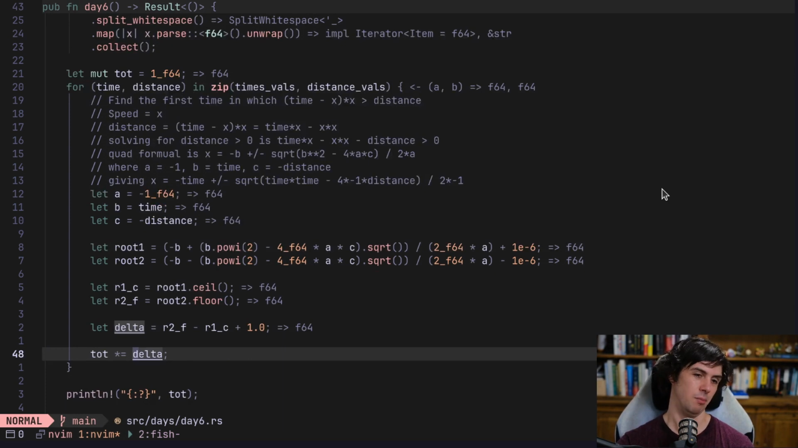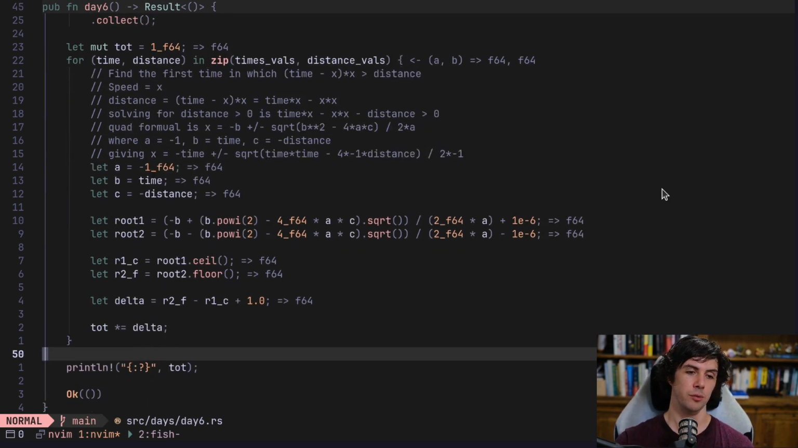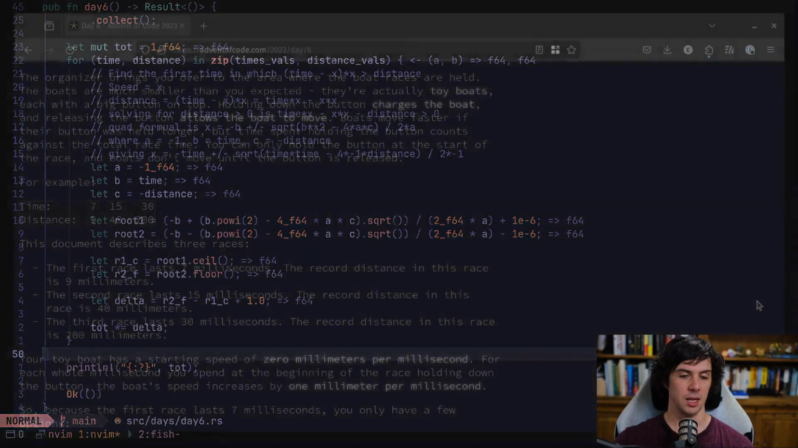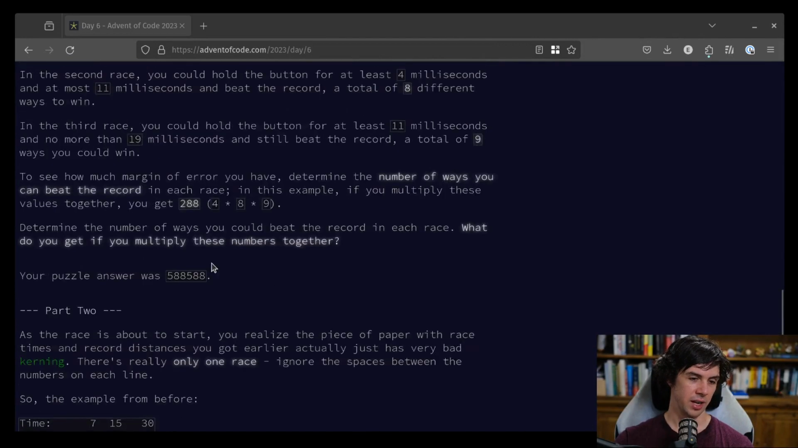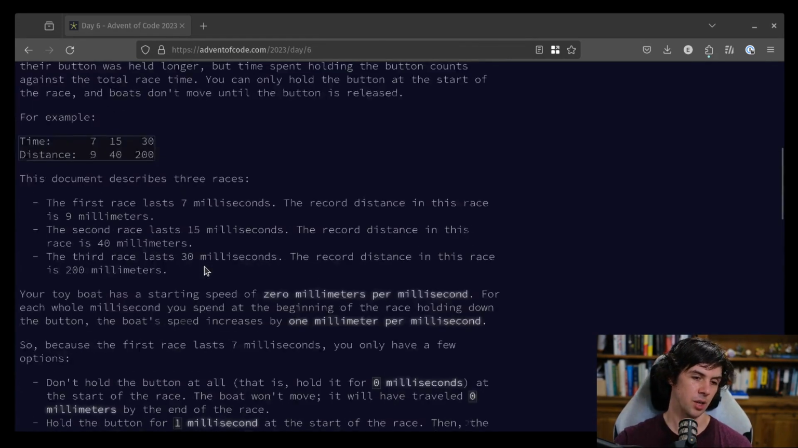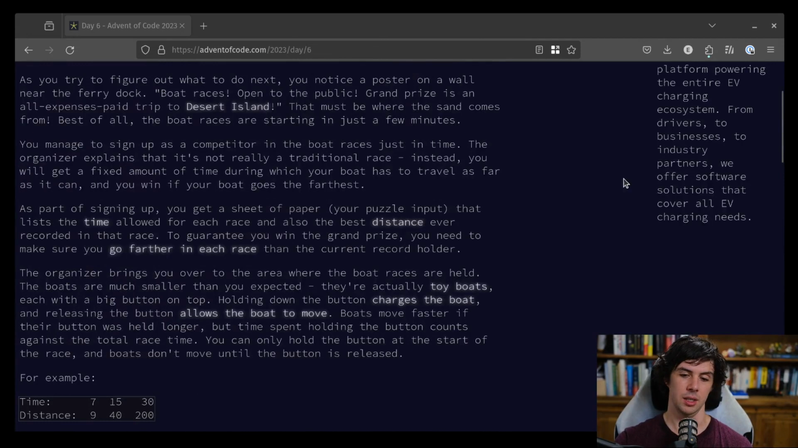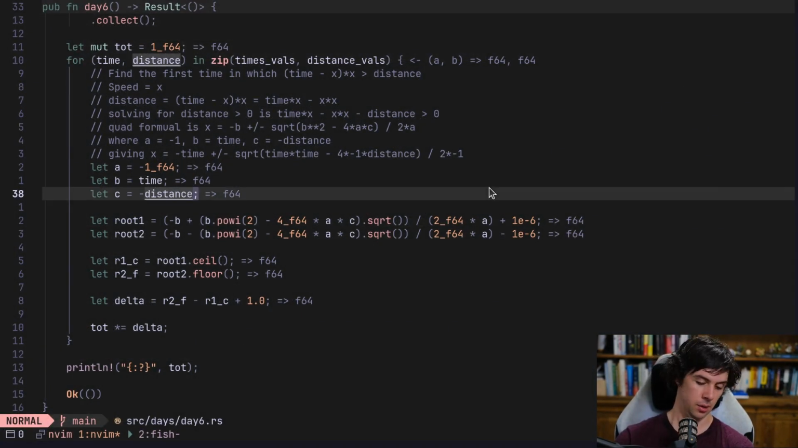Our job then is to multiply all those values together to give the final total for this problem, which then in the first case is 588,588. So pretty quick here. You definitely could have, looking at the input values for part 1. So let's just have a quick look at that now.